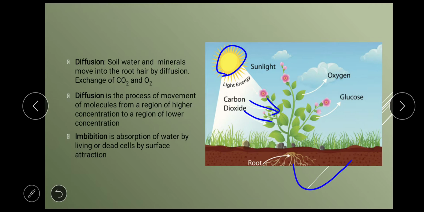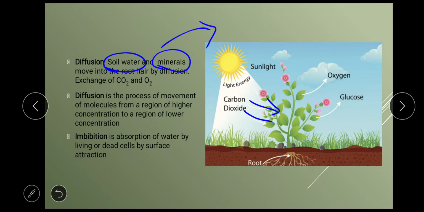So from soil to roots, it means soil has more water, roots have less water. So it is going from more water to less water. This is called diffusion. And what goes from soil to roots? It is the soil water and minerals which go from the soil to the roots.